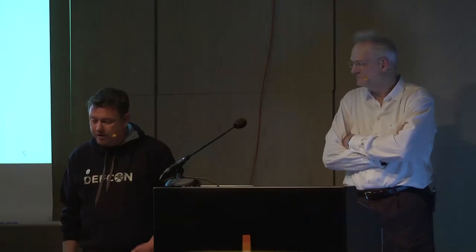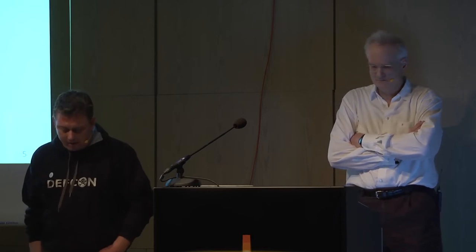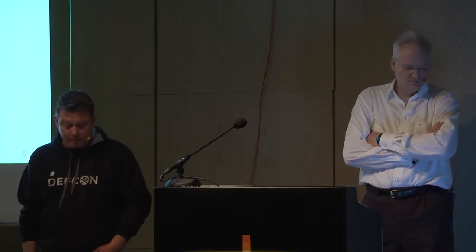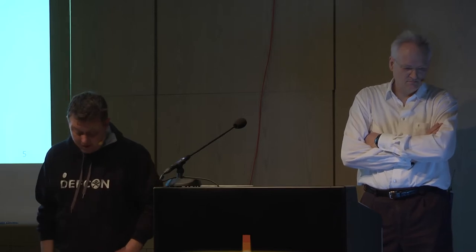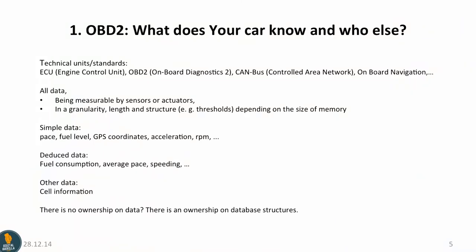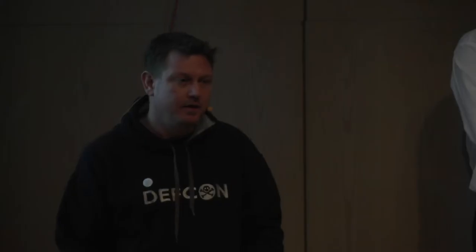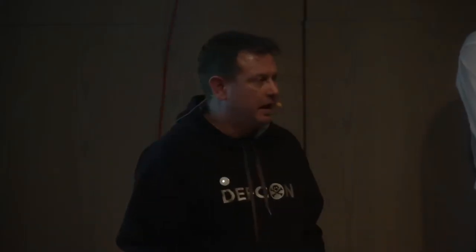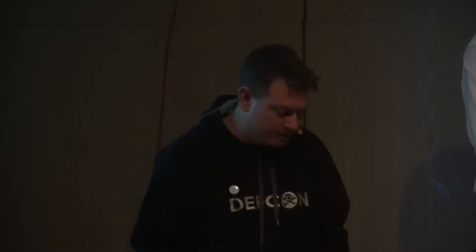Simple data, for example, the speed, fuel level, GPS coordinates, acceleration, and RPM, the rounds per minute of the engine. The deduced data could be, for example, fuel consumption, the average pace, and, if you have connected it to a navigational system, speeding, because the navigation system knows where you are, knows if you are within a city limit, and you drive more than, for example, in Germany, 50 kilometers an hour, of course, you are speeding.